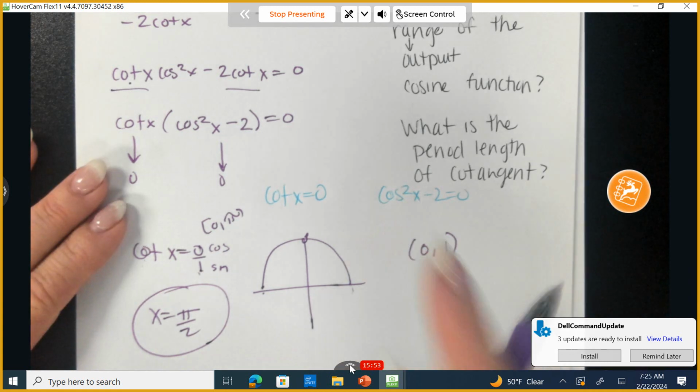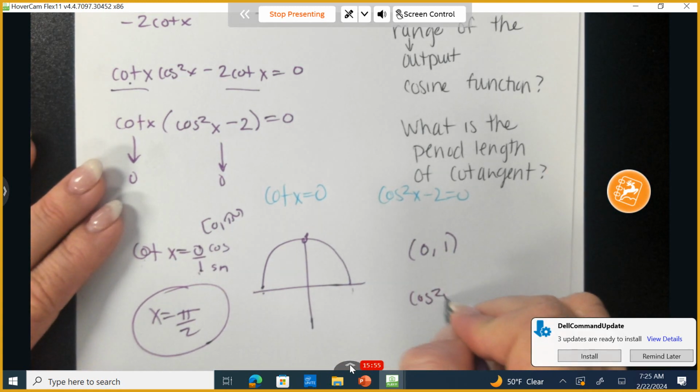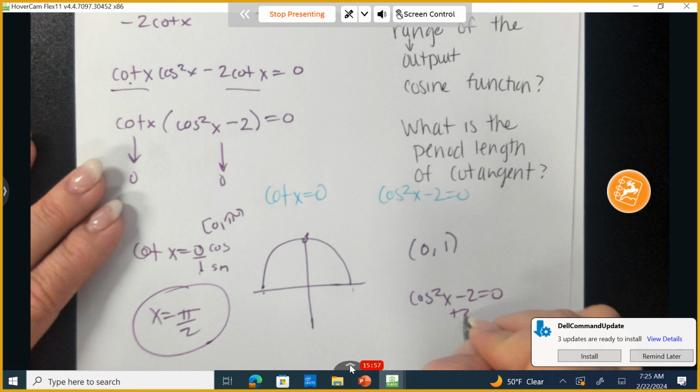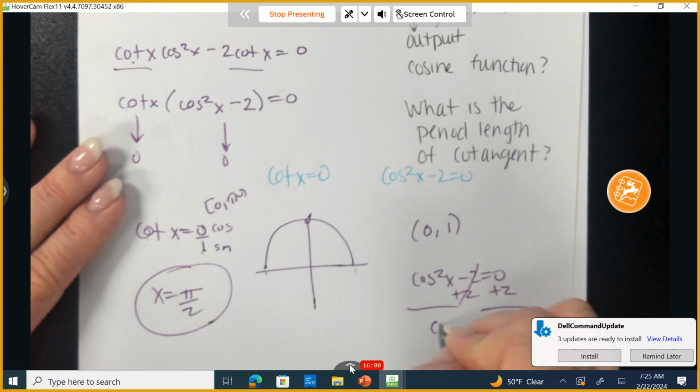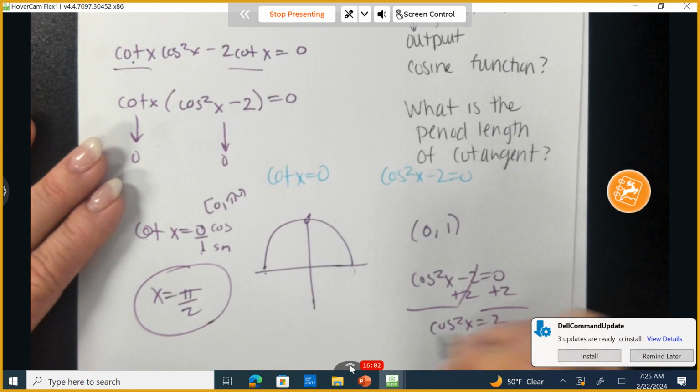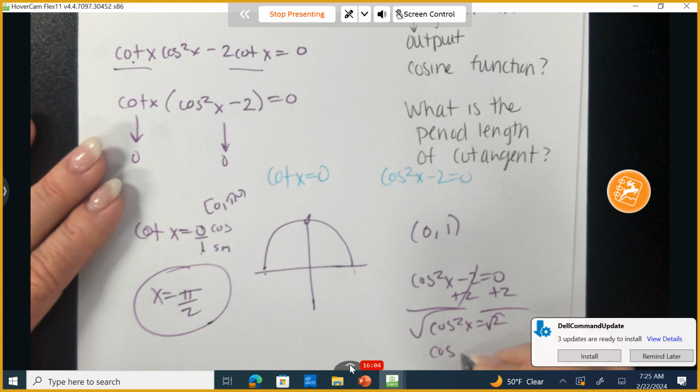Now I'm going to solve this next one. I have cosine squared x minus 2 equals 0. I'm going to go through this really quickly. Sorry if the handwriting is very messy. Add 2, we're going to take the square root. We have cosine of x equals plus or minus the square root of 2.